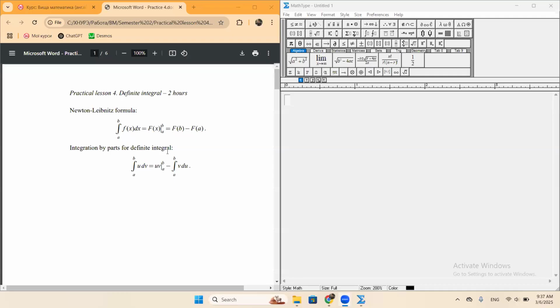A definite integral is calculated by the Newton-Leibniz formula. Actually, we find the antiderivative with substitutions from A to B, so we subtract f from B minus f from A. And what about the constant? We don't use it, because anyway it will be eliminated.